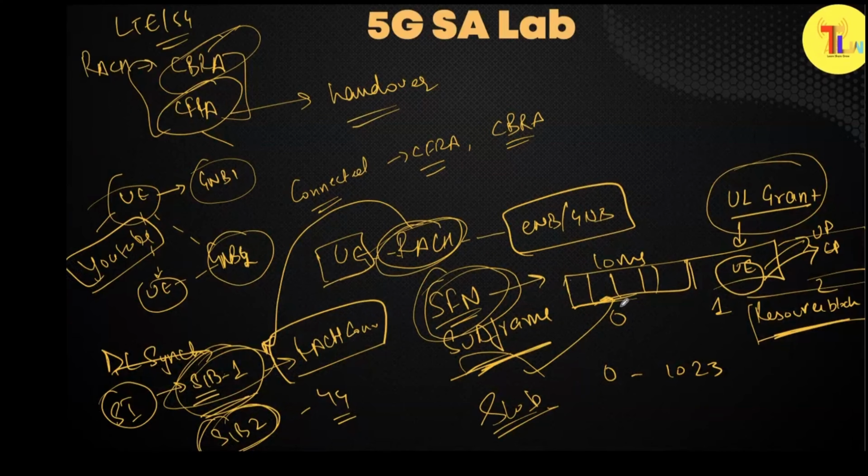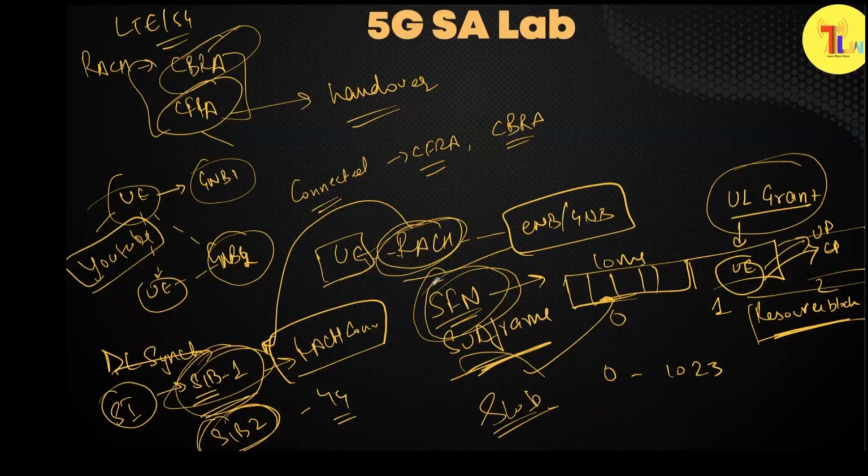I am just touching the high level of what RACH basically is and why we need RACH. This is the very basic question. If you don't understand this, then you will not be able to understand going ahead with the parameters and all. So basically the UE is sending this for uplink synchronization first of all, and then I'll be getting a reply for that.